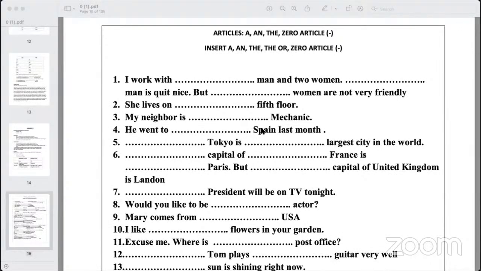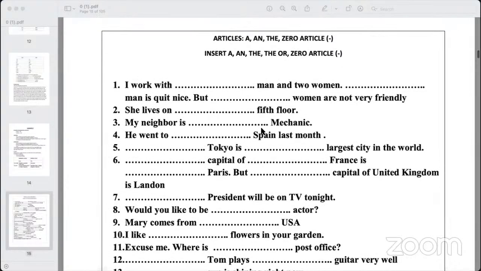So we're going to do some questions now. You need to insert a, an, and the. It says the twice, so ignore that. Or zero article. It says zero article, but I went through most of the questions and it's just a, an, and the. So we're going to go through them together, and then I'll give you guys some to do on your own.